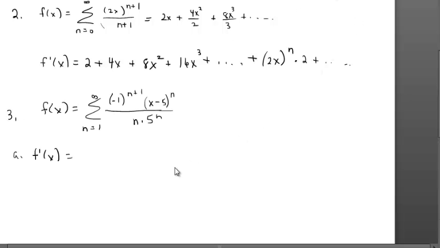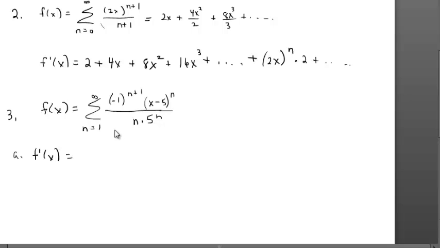All right, part A says on 3, find the power series for f prime of x. Okay, if you wanted to, you could generate a few terms, starting with n equals 1 here, here, here, and here. You could generate a few terms, but it wasn't really specific about how many terms. It's just saying find a power series, so I'm just going to work with the general term.